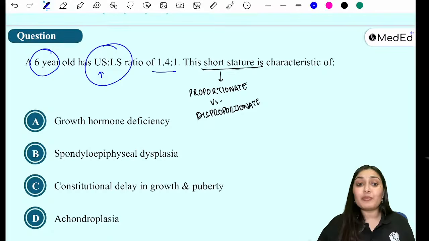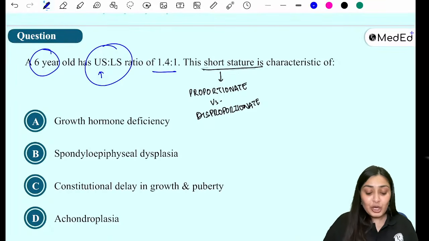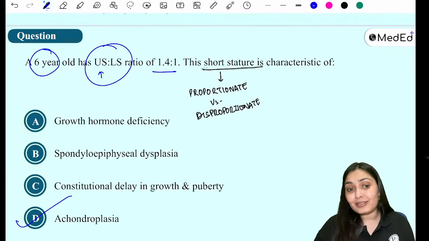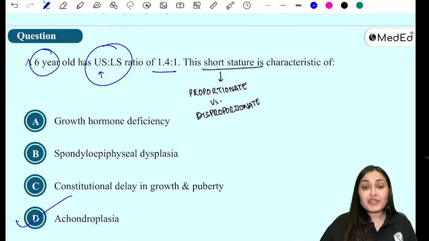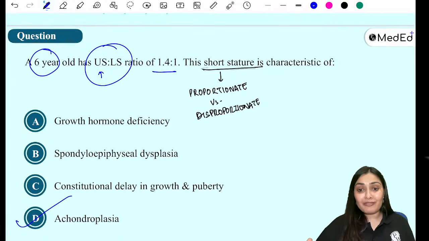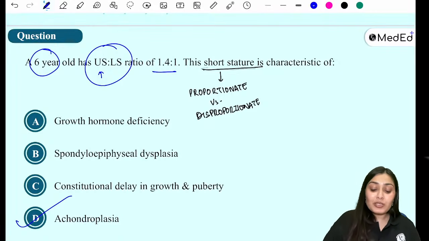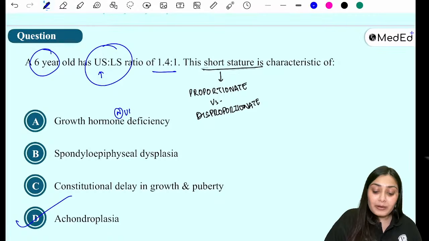This is short limb dwarfism. And out of the options, which is the short limb dwarfism? I told you 3 conditions: rickets, achondroplasia, and congenital hypothyroidism. So achondroplasia is the correct answer over here. Let's dissect other options too. Growth hormone deficiency. Growth hormone will proportionately affect my child. So upper segment lower segment ratio should be normal over here.